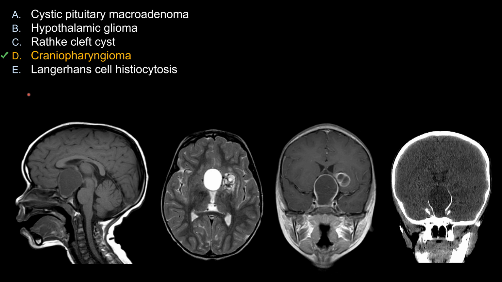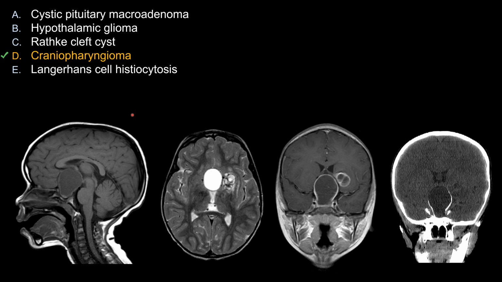So let's look at other choices that do not work as well in this case. Choice A, cystic pituitary macroadenoma. The location is good, but macroadenoma in kids is just not that common compared to adults. And amongst pituitary macroadenomas, cystic macroadenoma is actually not that common. So overall, this is not a good choice.